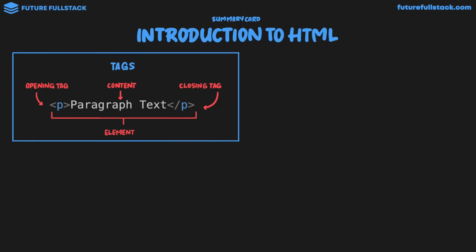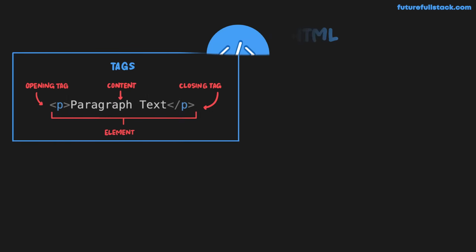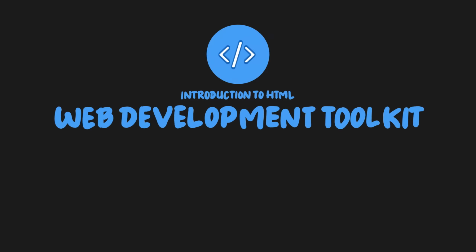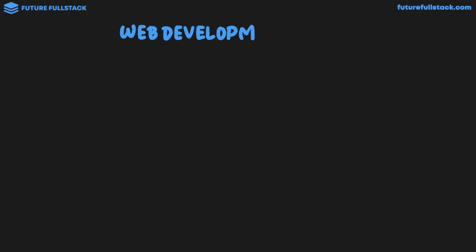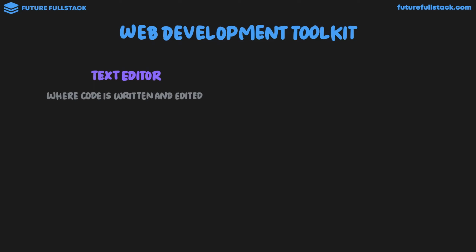So in order to write HTML, we're going to need to install a few applications on your computer and be setting up the Web Development Toolkit. We'll be talking about text editors and browsers. So just like a builder has a toolkit of hammers, drills, and other tools, there is also the Web Development Toolkit. The first tool we need is a text editor. This is where code is written and edited.